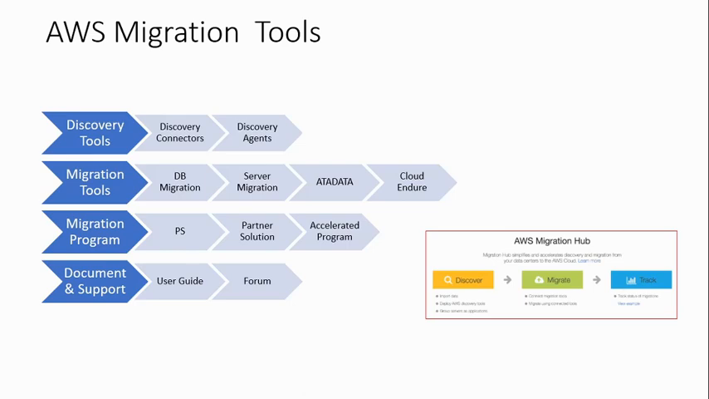You remember the 6 R's. Then you have the actual migration tools: for database, DMS; for servers, the SMS server migration tool. On top of that, they have managed services like ATA, data and cloud endure. I'll go over to the AWS console login and show you that.